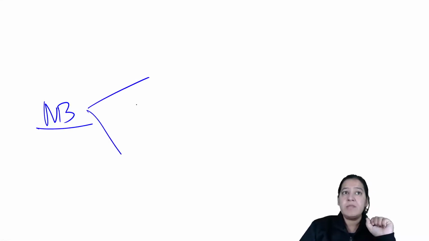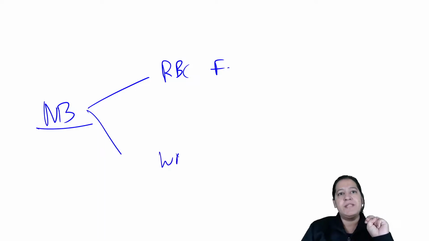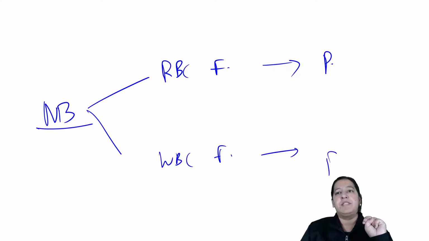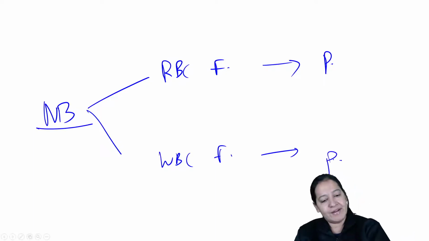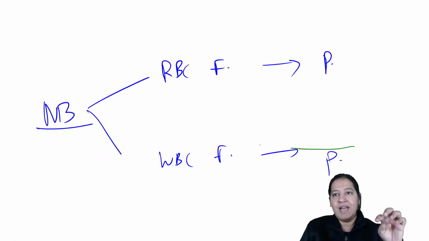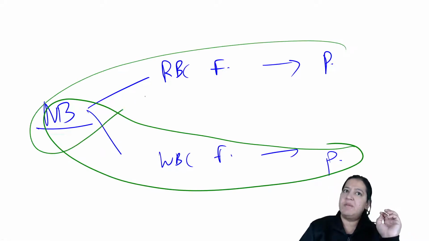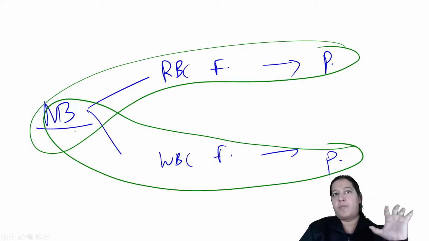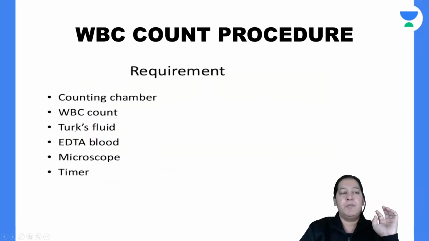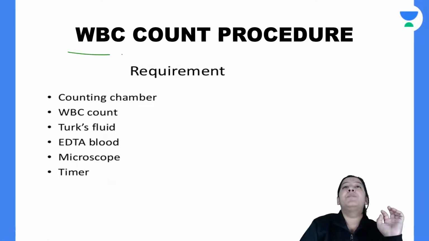After that, we have done the two fluids, RBC diluting fluid and WBC diluting fluid. And we have done the two pipettes, RBC pipette and WBC pipette. So how do we calculate WBC? First tell me, for WBC I will use three materials, these three materials. And for calculating RBC, I will use three materials. So Neubauer is common for both, right? So let me start with WBC. Are you people there? Let me start with the WBC count procedure.